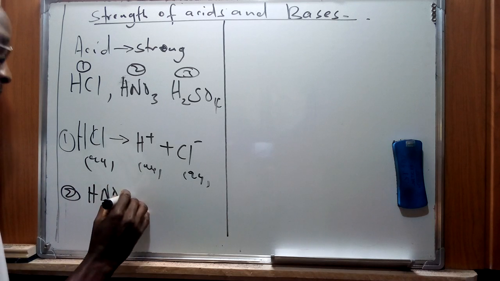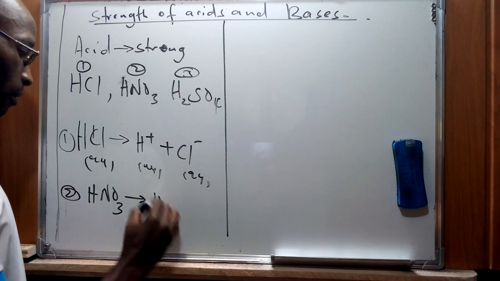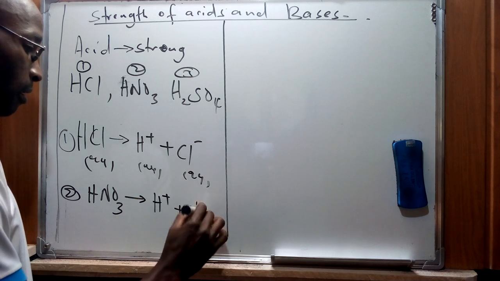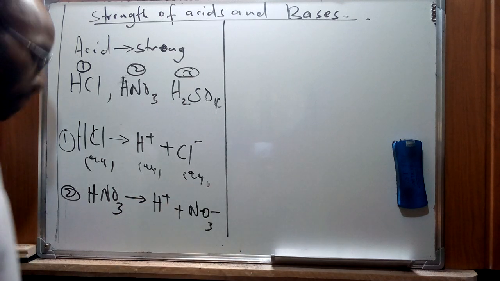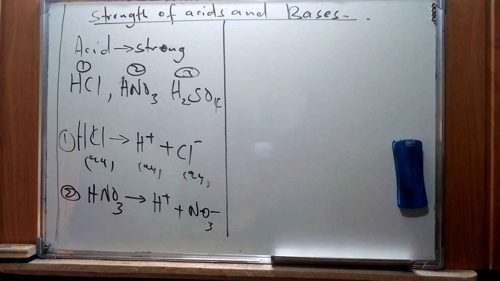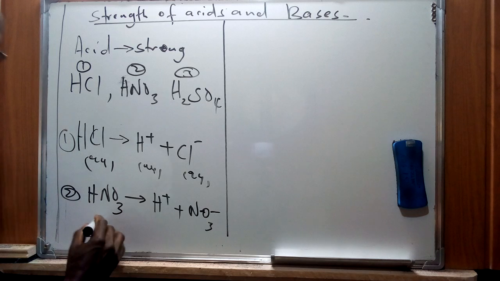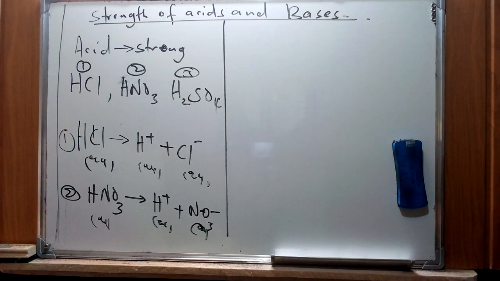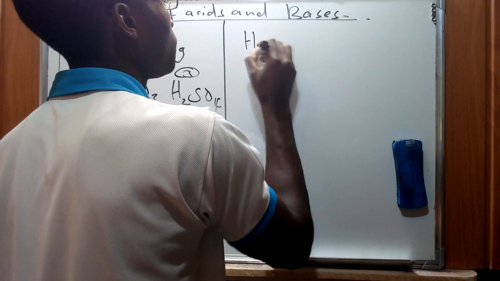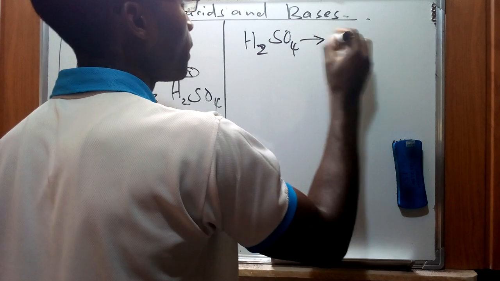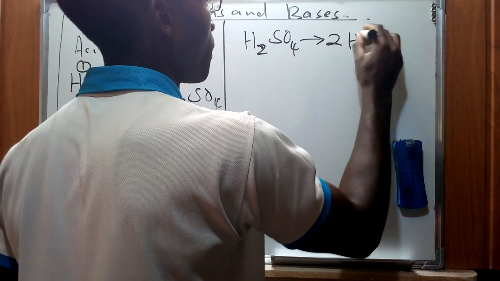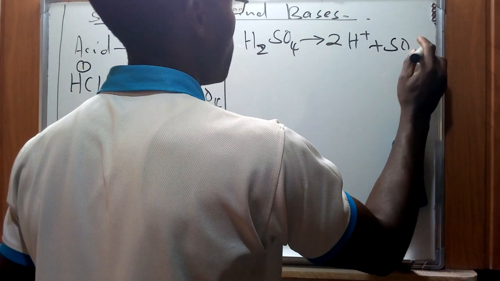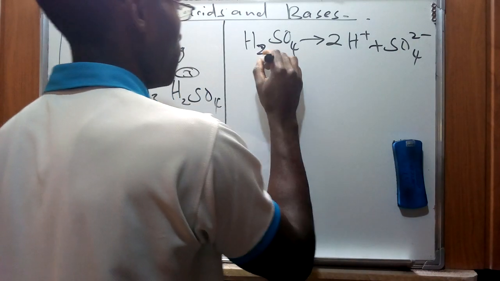nitric acid. So this is H+ plus NO3-. And the last one we're going to have, I can mention the state there, aqueous. And then the last one we're going to have is sulfuric acid. Now this is going to have this one. This is aqueous.